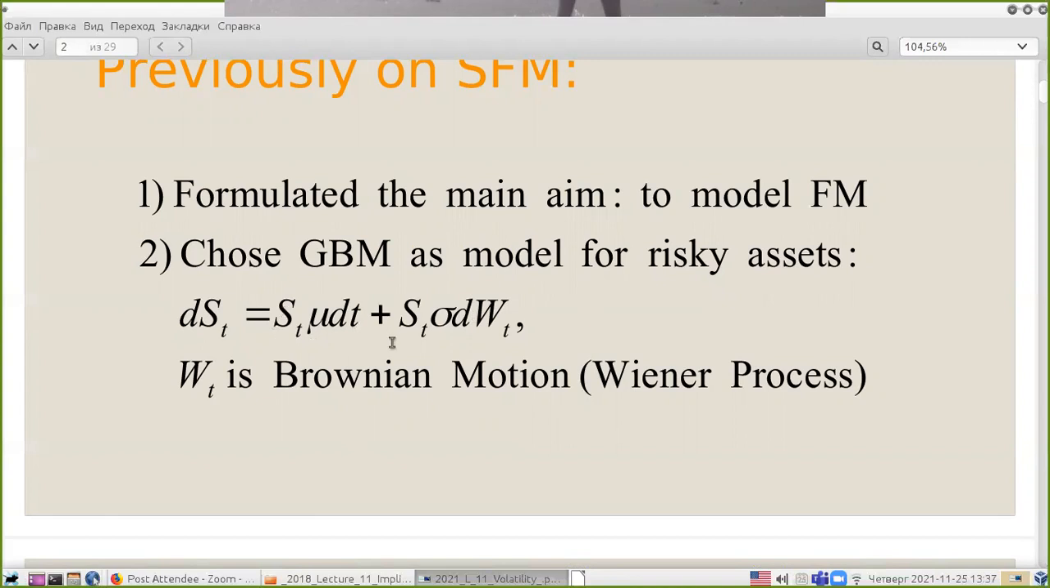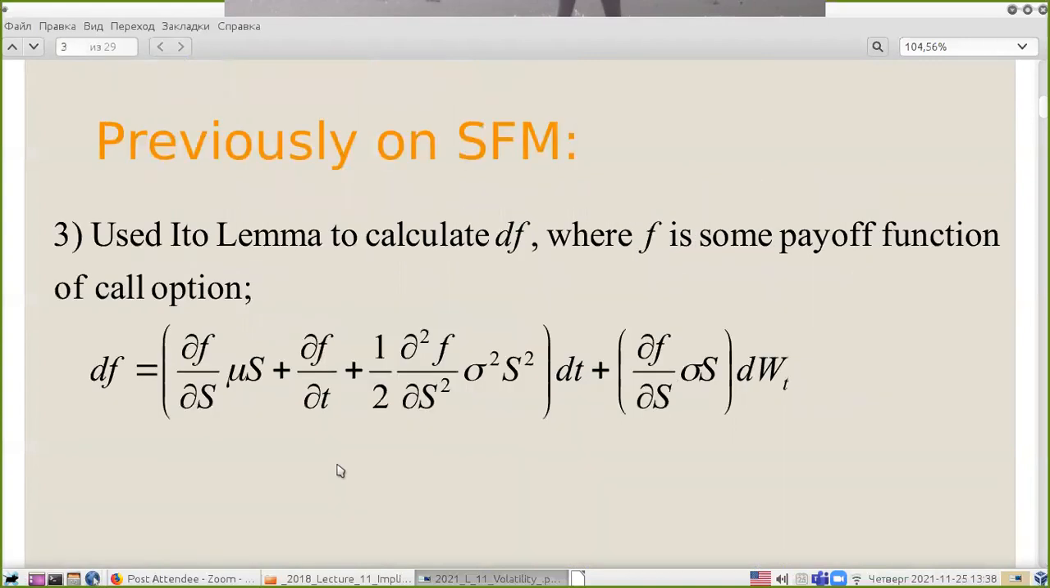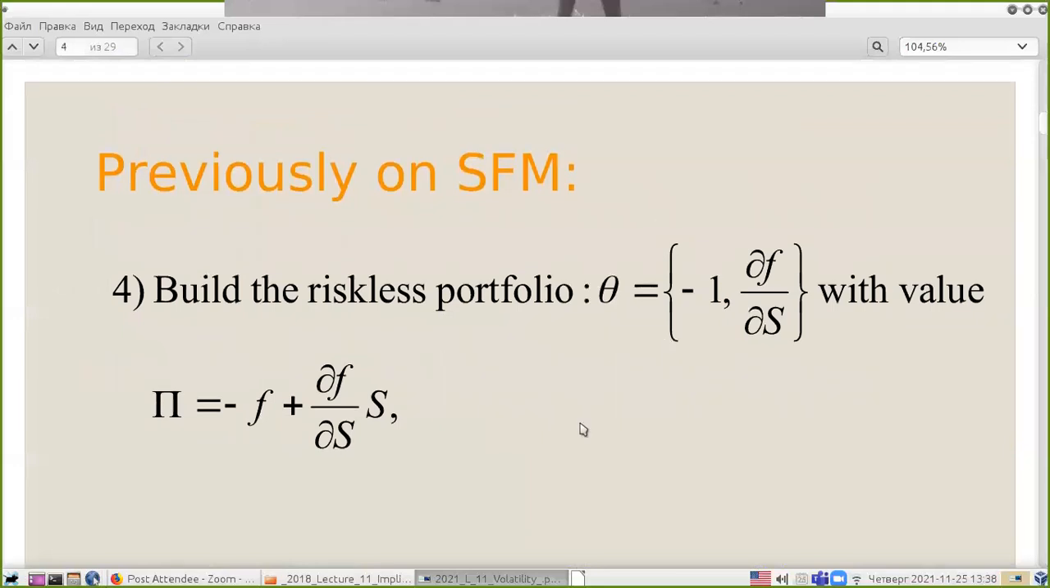And you see this differential equation which describes the geometric Brownian motion, where Wt is the Wiener process or Brownian motion. After that, we used Ito's lemma to calculate the derivative of f, where f is the payoff function of a call option. And it was this formula. After that, we built the riskless portfolio from two positions: -1 means that we sell one option, and plus df/dS means that we buy this amount of stock. And the value of the portfolio we can calculate using this formula.